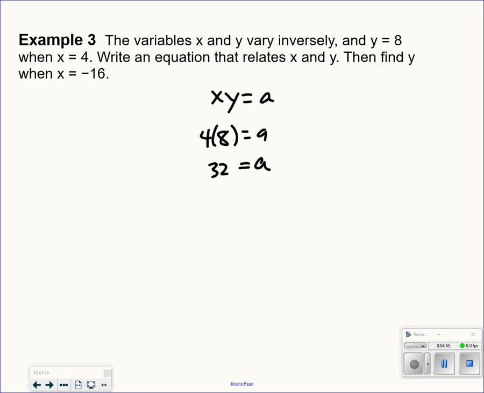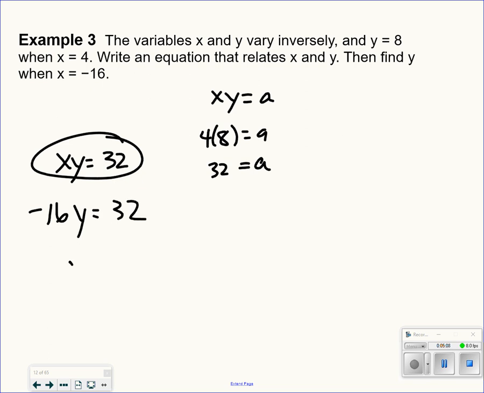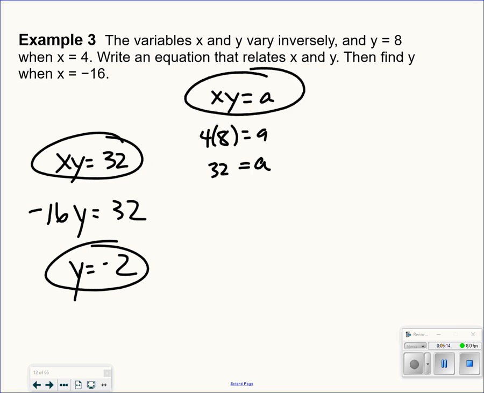Then write an equation. X times y equals 32. There's your equation. Then find y when x is negative 16. So it all starts off with knowing that an inverse variation is x times y equals a. They're going to give you information to find a, which then lets you write an equation, which then lets you solve a situation.